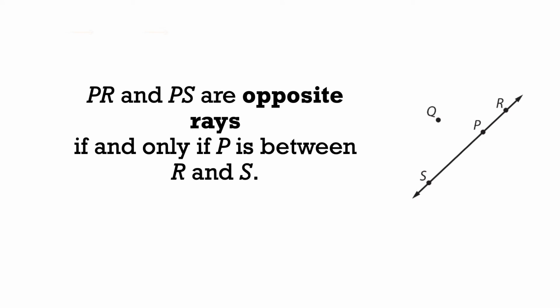The next definition that we're looking at is opposite rays. So PR, which we kind of drew before, and PS are opposite rays. And that's only if P is between R and S. If P is not between them, then they are not opposite.